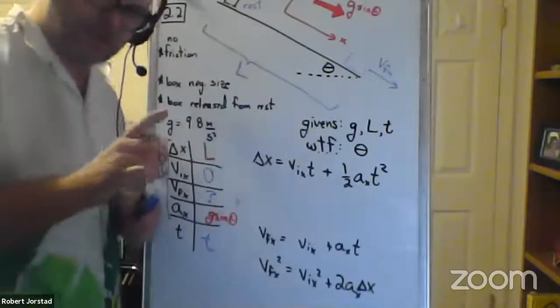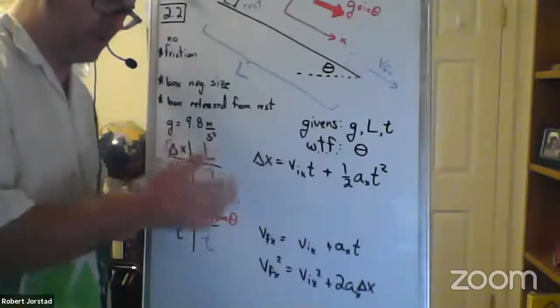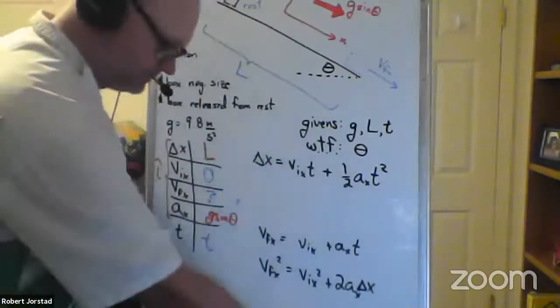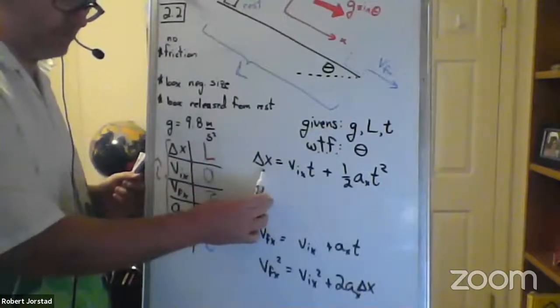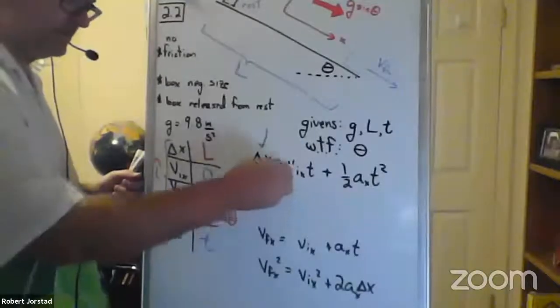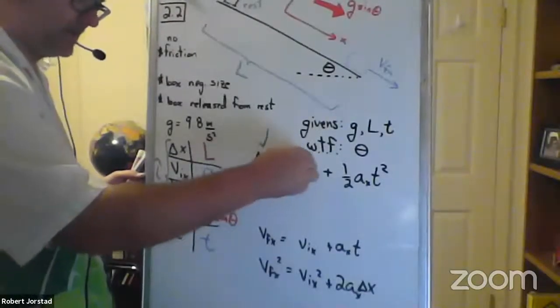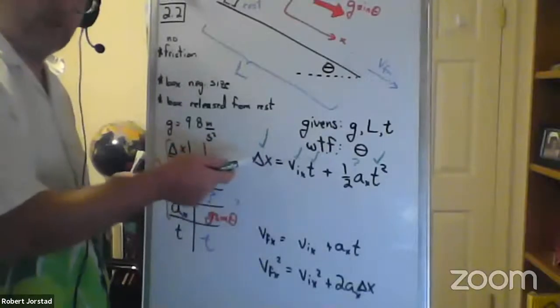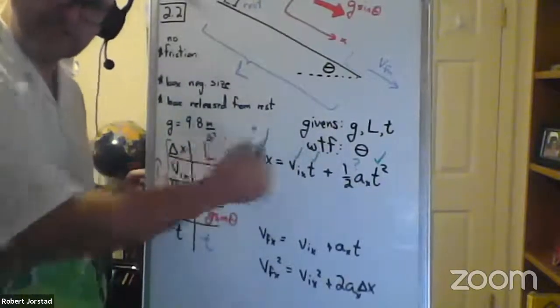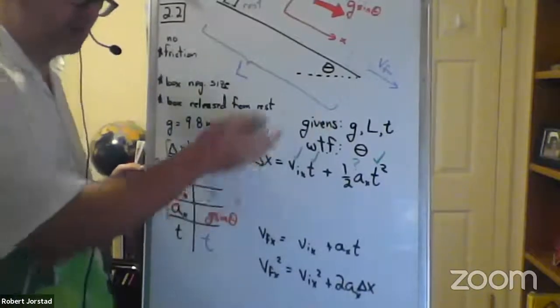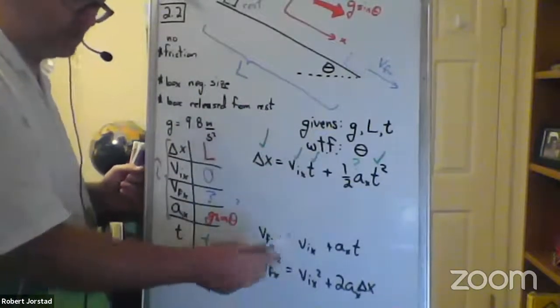Let's go through and see what stuff is known and unknown. In this first question, is delta X a known or unknown quantity in theory? Known. How about V initial? Known. T? Known. A? Unknown. This looks like a good equation. Agreed? We know everything except for A. Once we figure out A, we could get theta.